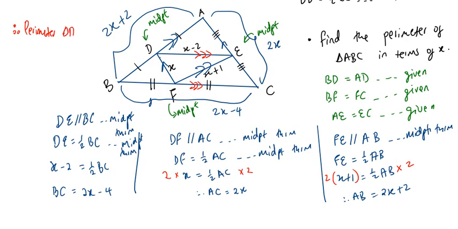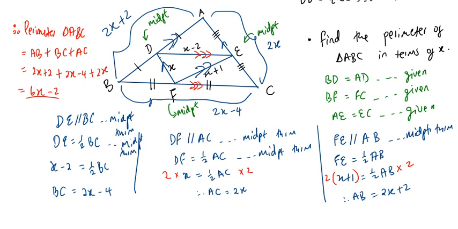We then say, therefore, the perimeter of triangle ABC will be equal to the length of AB plus BC plus AC. That is the perimeter, it's the distance around a shape. So AB is 2x plus 2, BC is 2x minus 4, and then AC is 2x. If you add them, 2x plus 2x plus 2x, that gives you 6x, and then 2 minus 4 is minus 2. Then you are done, guys. That's the perimeter there.